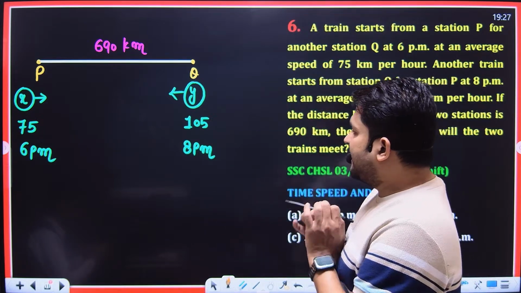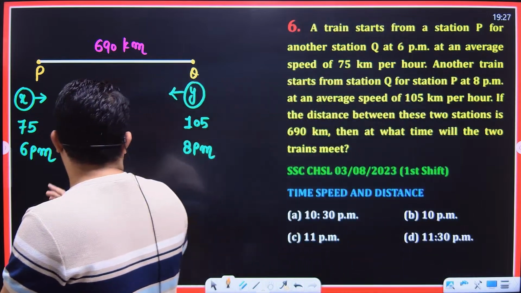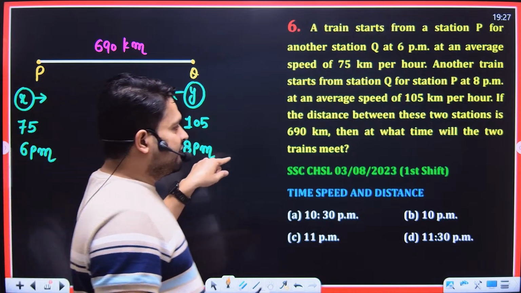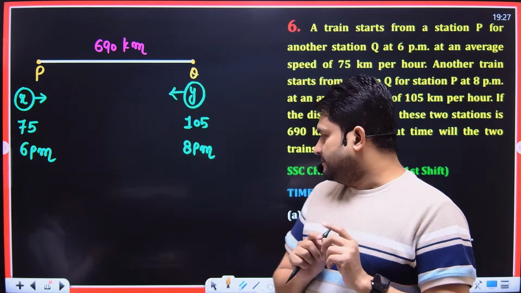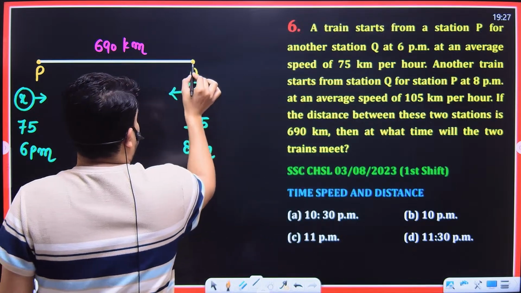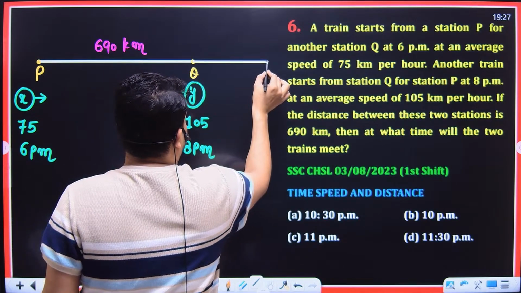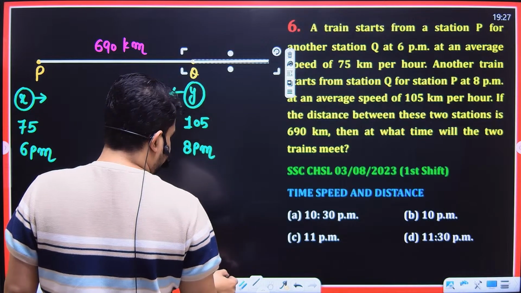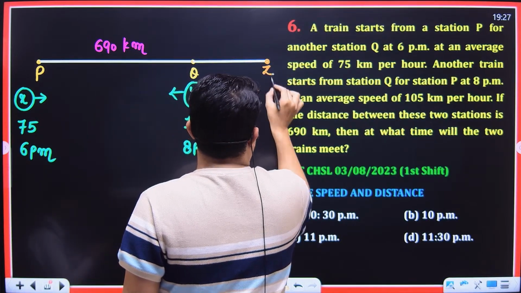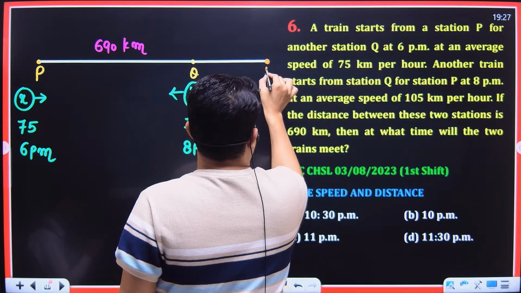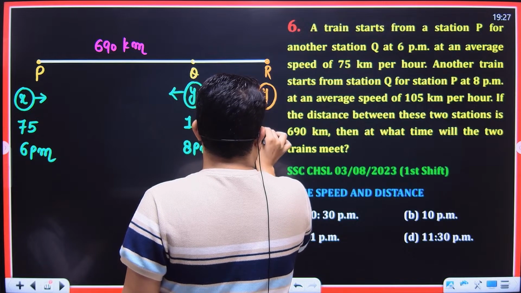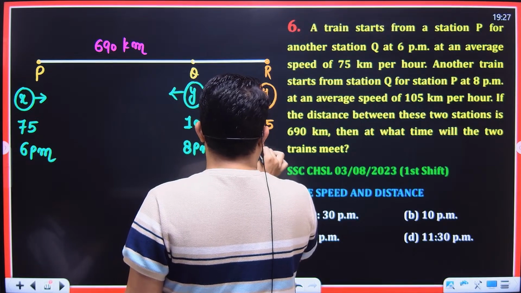But we can use the concept of relative speed only if the time is the same. But here this time is 6 p.m. and this time is 8 p.m. First of all, we have to make this time equal. What will we do? Suppose we have a train Y here. I will move this train behind. Suppose this one is my station R, and here train Y is there. Its speed is 105, and I am moving it back.